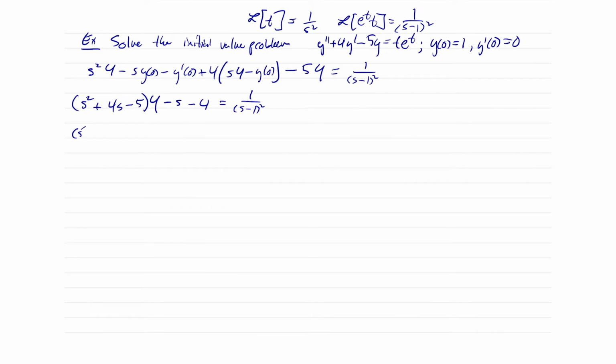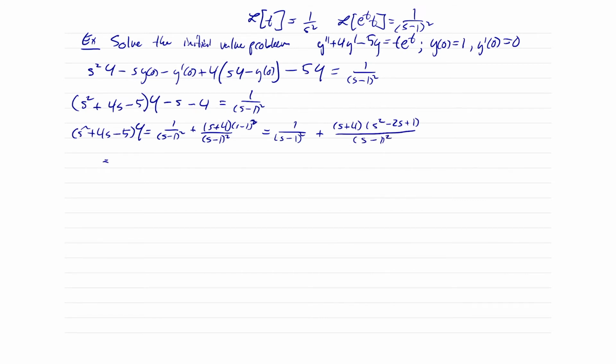And so I'm going to have s squared plus 4s minus 5, times big Y, is equal to 1 over (s minus 1) squared plus s plus 4. Now we find a common denominator, so (s minus 1) squared on the bottom and (s minus 1) squared on top. In order to find that, I actually have to multiply this out, so it's going to be 1 over (s minus 1) squared plus (s plus 4) times (s squared minus 2s plus 1) divided by (s minus 1) squared. Still a little bit more work to do.